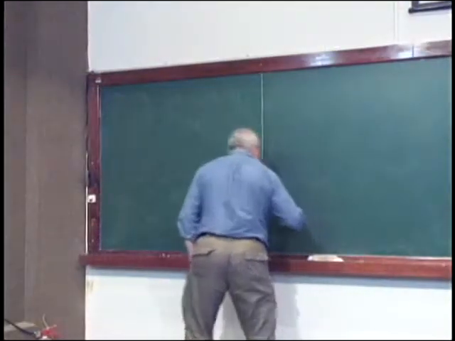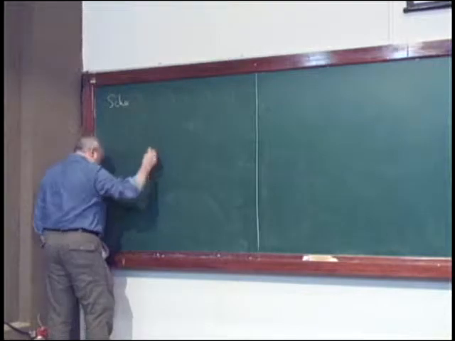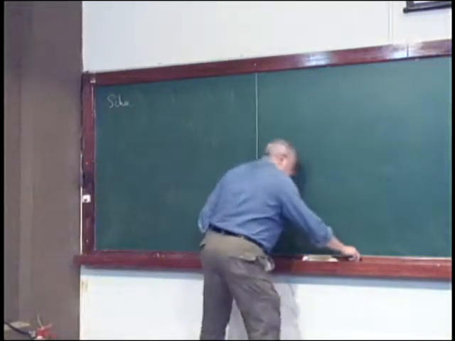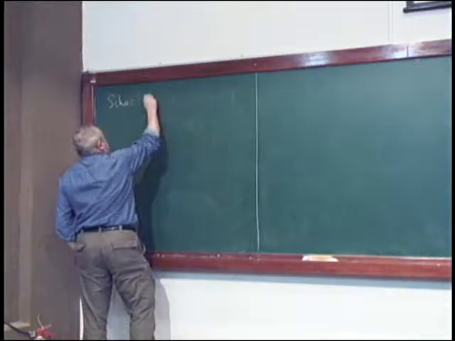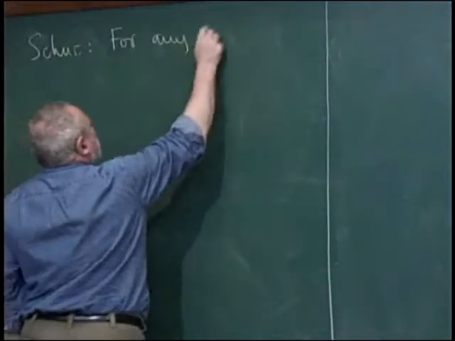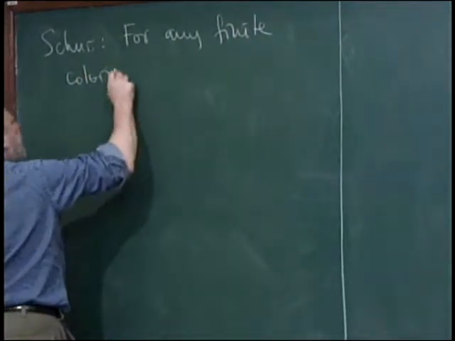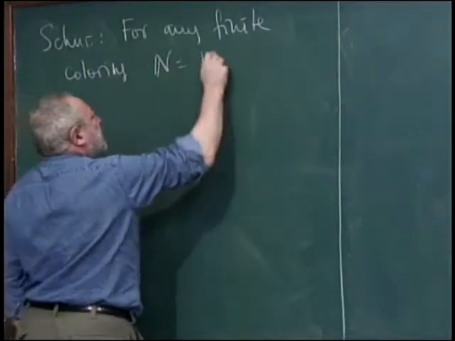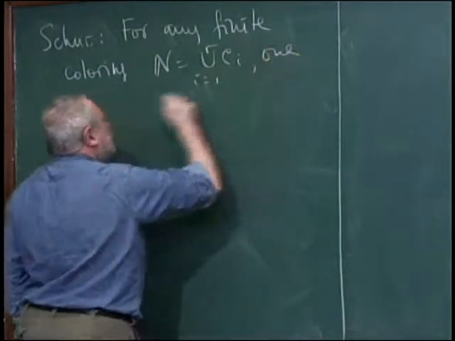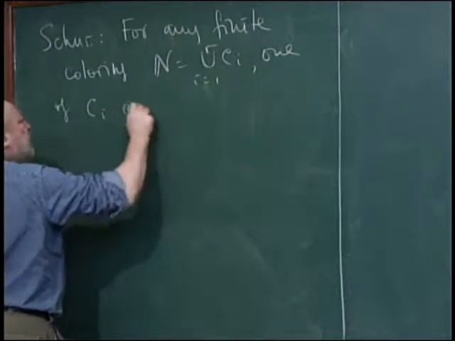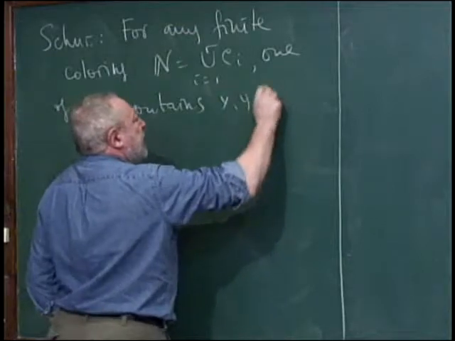But maybe just to get you even more curious, here is a famous theorem. So you remember, let me remind you, Schur's result. For any finite coloring of N, one of the Ci contains x, y, x plus y.